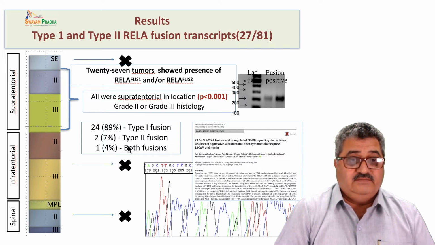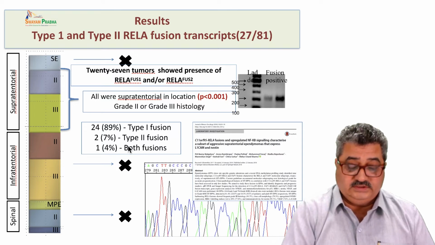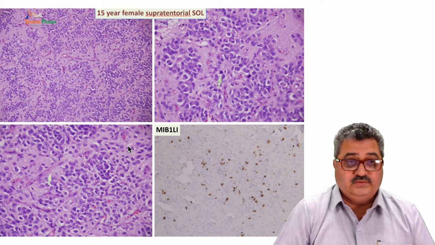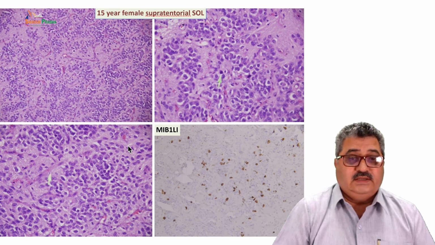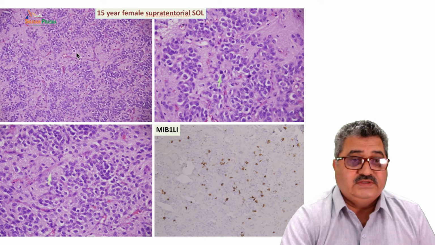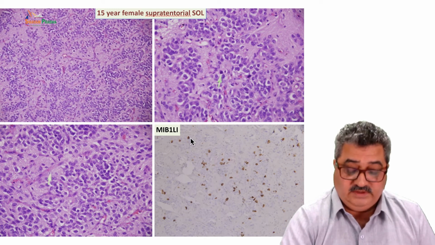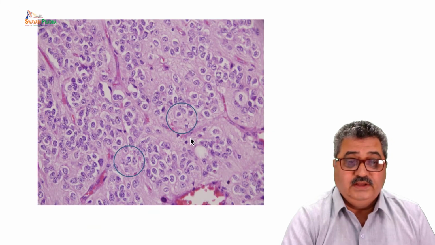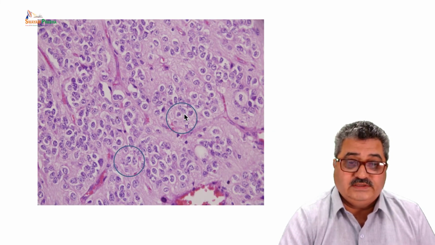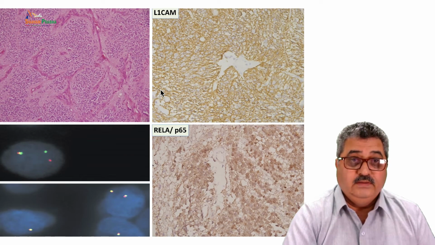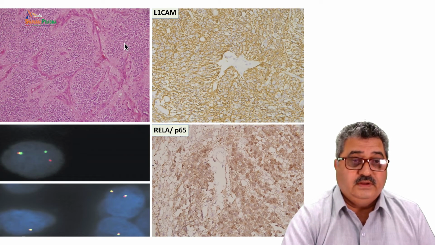Now this RELA fusion is seen only in the supratentorial compartment, not in the infratentorial or the spinal compartment, and mostly these are in children. They have worse prognosis. One of the very classical morphological features is thin-walled vascular channels, clearing of the cytoplasm, very high MIB labeling if it is grade 3, and an oligo-like appearance with perinuclear halo, and some of these nuclei show nuclear grooving. This is another case of RELA fusion. This is a very thin-walled vascular channel.